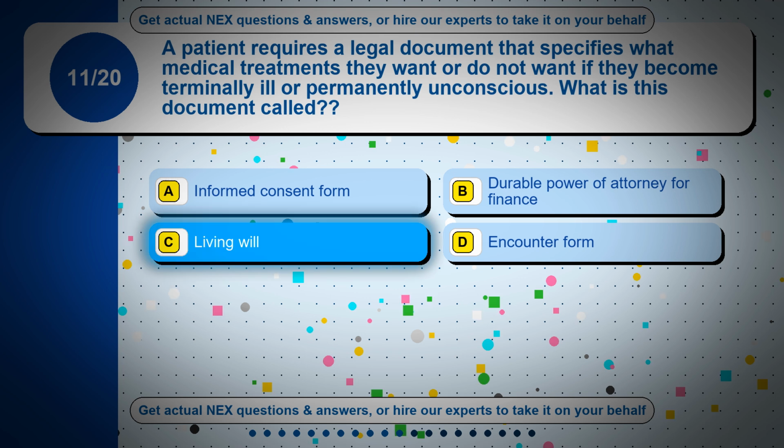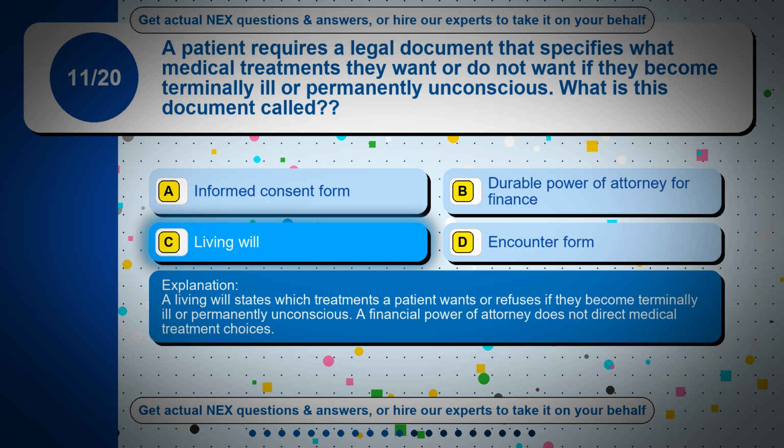The correct answer is option C. Living will. A living will states which treatments a patient wants or refuses if they become terminally ill or permanently unconscious. A financial power of attorney does not direct medical treatment choices.